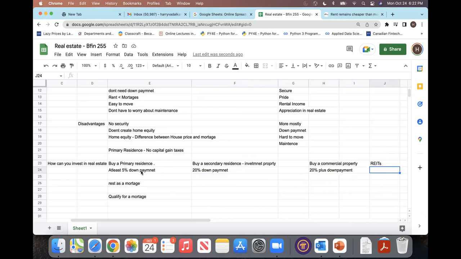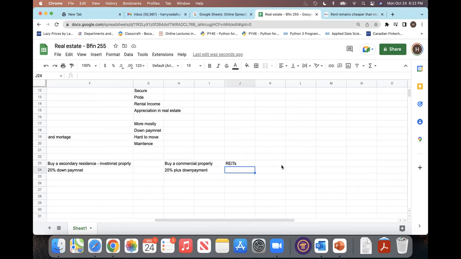So these are physical things that you can do: buy a physical primary residence, buy a physical investment property, buy a physical commercial property, or you can buy real estate on paper. So REITs are real estate investment trusts. What do I mean by real estate investment trust? It is paper real estate.